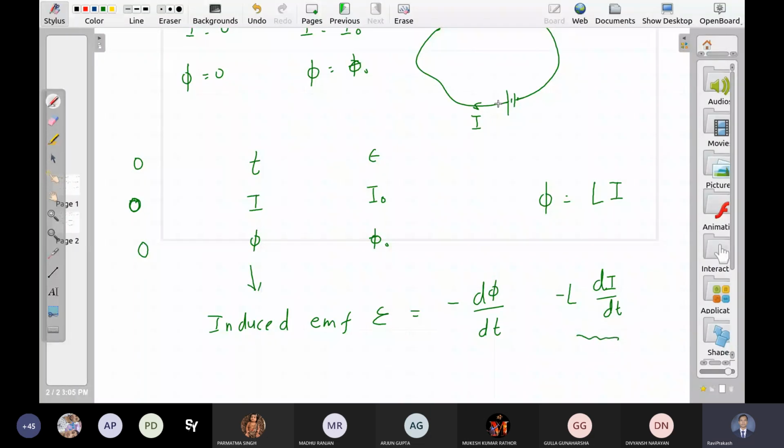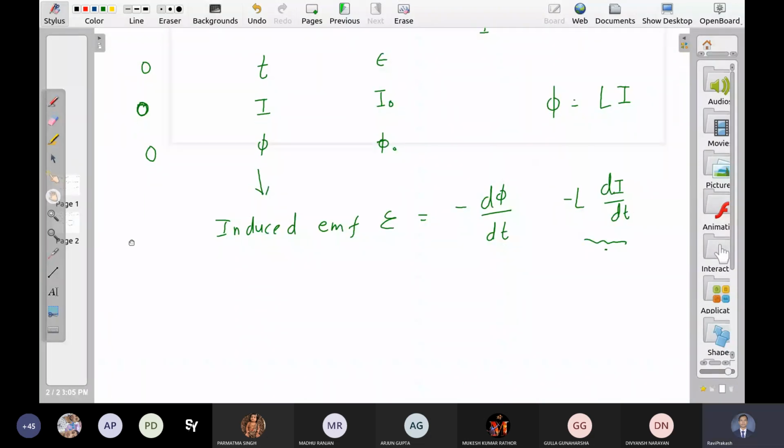The external battery has to do work against this EMF to maintain that current, right? So how much should be the external EMF? It is opposite of this EMF, which is equal to L di by dt.